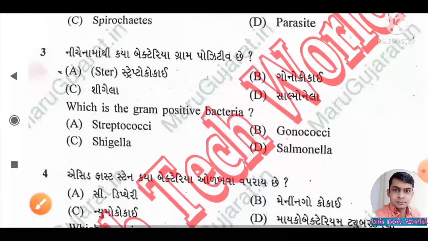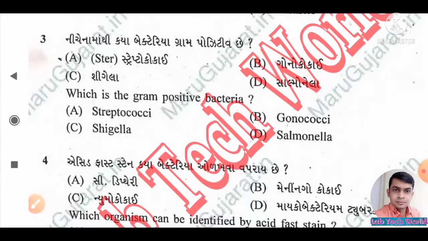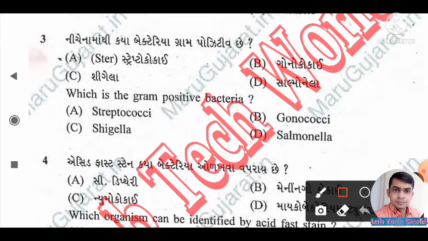Move to the next question number 3. Which is the gram positive bacteria? Option A, streptococci. Option B, gonococci. Option C, shigella. Option D, salmonella. And the correct answer for this question it is option A. That means streptococci is an example of gram positive bacteria. So option A is the correct answer for this question.